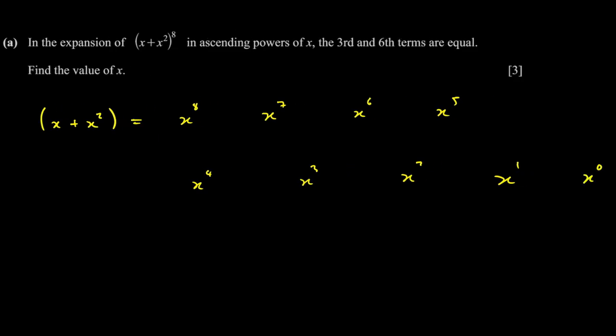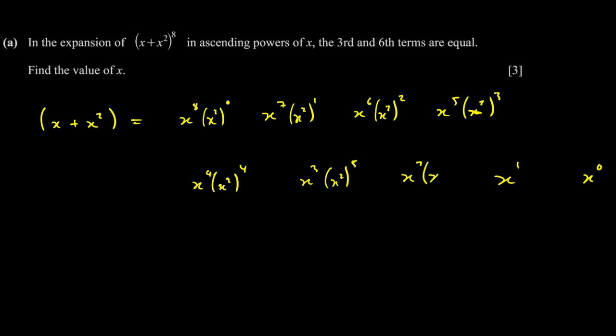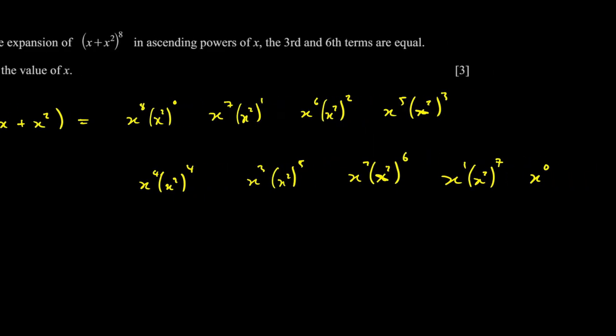So I'm writing this all out in full just to make a point, okay? And then we've got x squared to the power 0, x squared to the power 1, x squared to the power 2, x squared to the power 3, x squared to the power 4, x squared to the power 5, x squared to the power 6, x squared to the power 7, and then that one will be x squared to the power of 8.